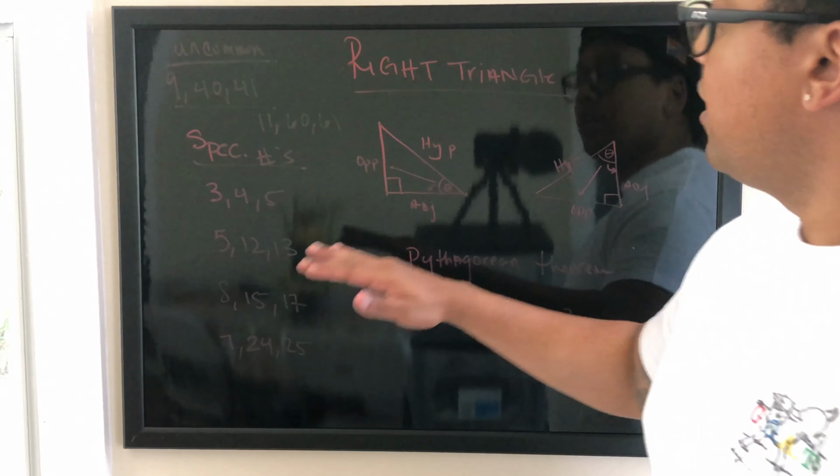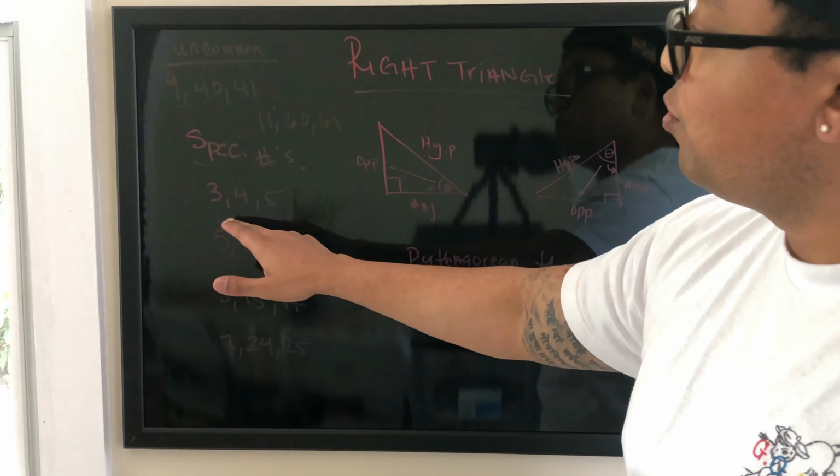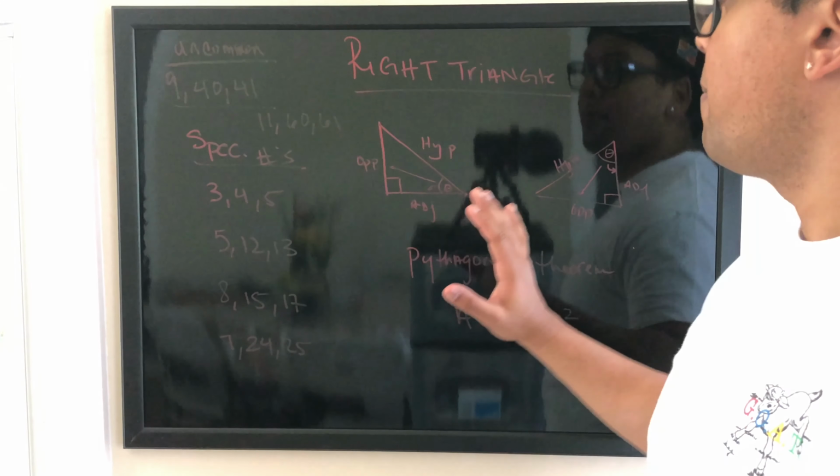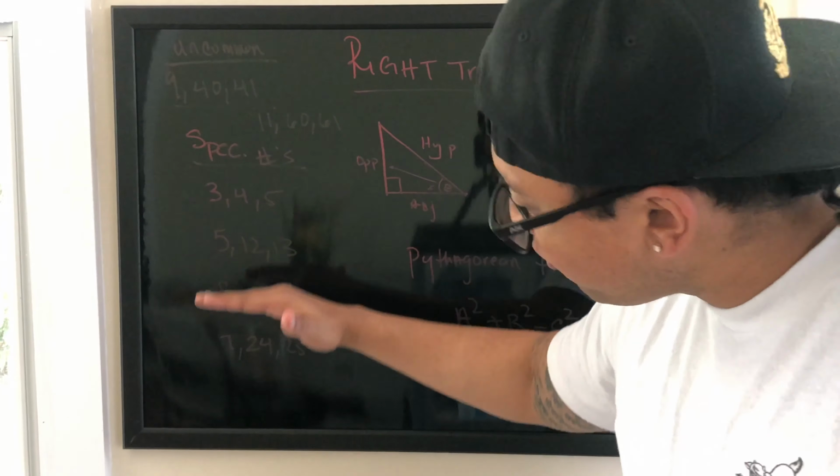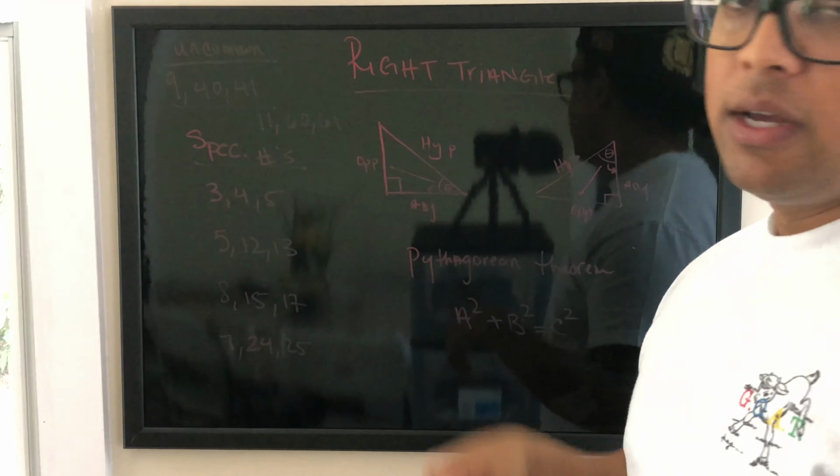So if you ever get a right triangle with these numbers or whatever the case is, you know for a fact that it will at least help you out to memorize these numbers here. And it'll help you out.